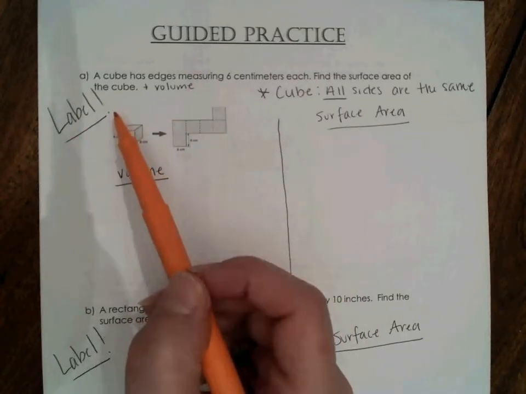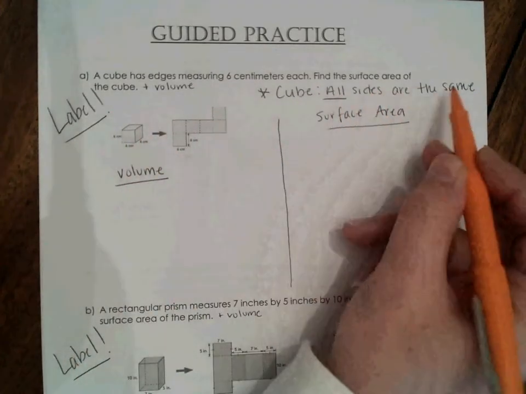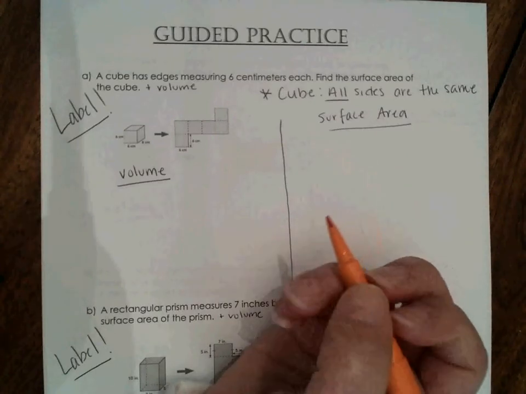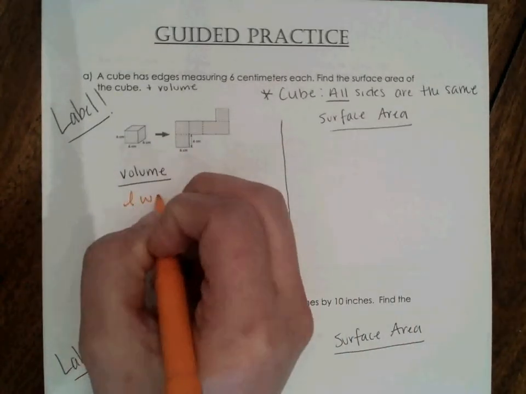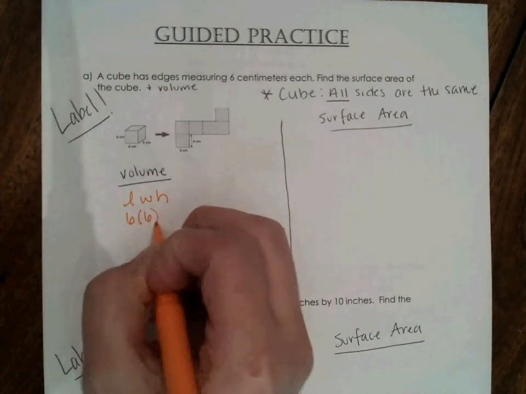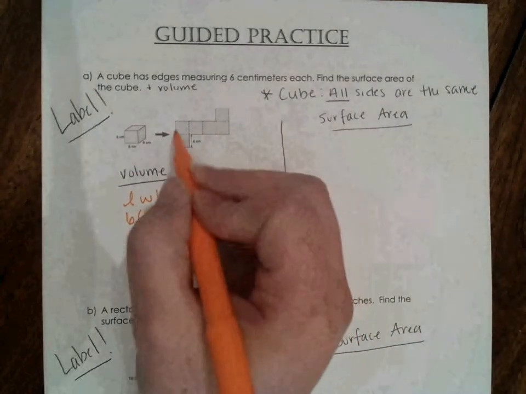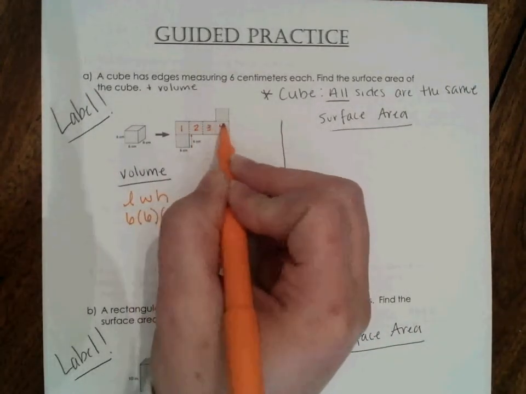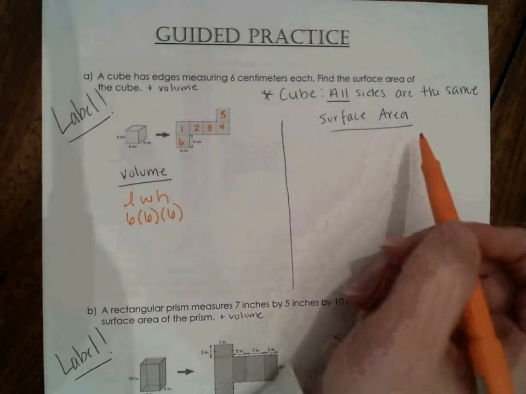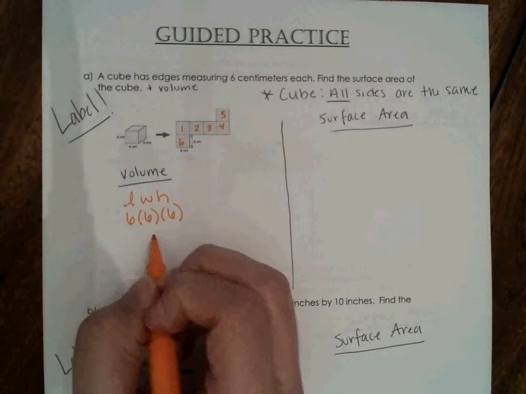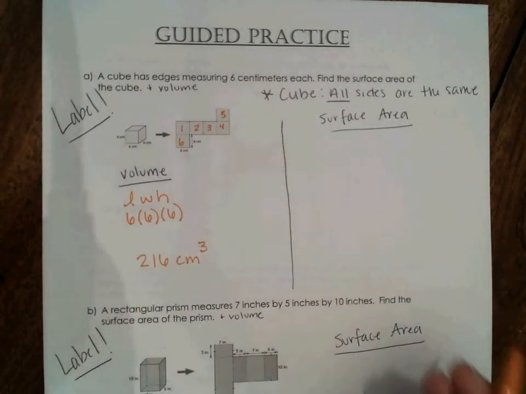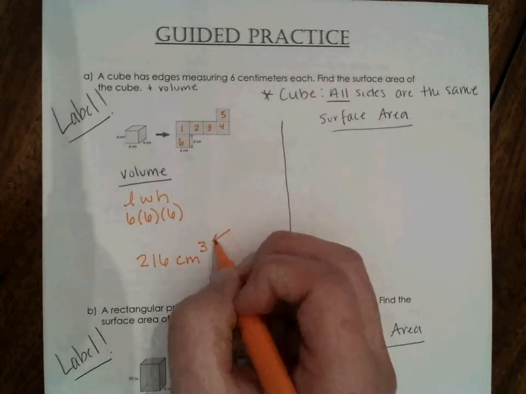So I have a cube, all my sides are the same. This is a 6 here, 6 centimeters. So our volume formula, remember, is length times width times height. Since they're all 6, I'm going to do 6 times 6 times 6. Looking at the net, remember you have 1, 2, 3, 4, 5, 6 squares, which will come in handy when we talk about our surface area. So 6 times 6 times 6 gives me 216 centimeters cubed. Remember, we use units cubed whenever we are working with volume.